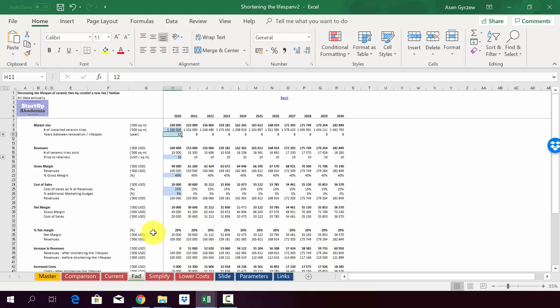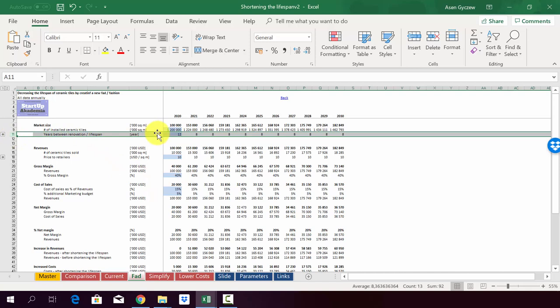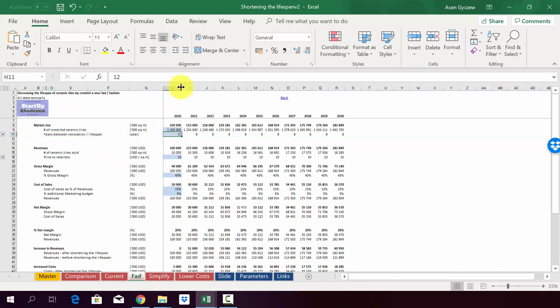This is by creating a certain fad, fashion, that our ceramic tiles should be exchanged much faster. So here we cannot work on just our market share, we work on the whole market. So we assume that what we do will actually boost the whole market. So the assumption is that the lifespan of our product will change from 12 years to 8. So it means that not every 12 years people will be renovating the houses, but every 8 years.